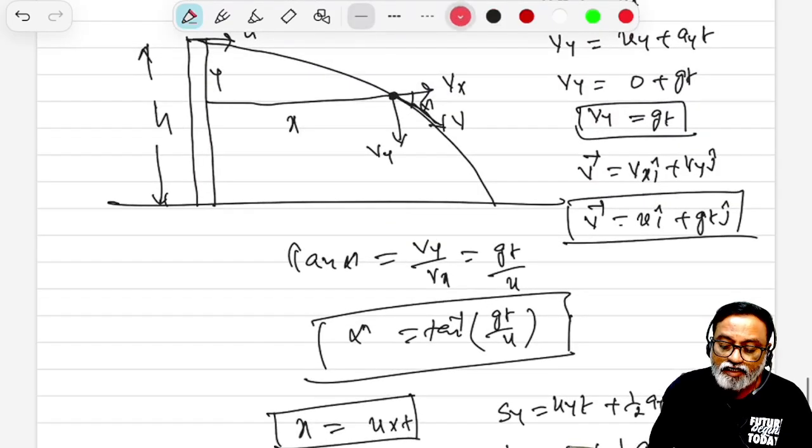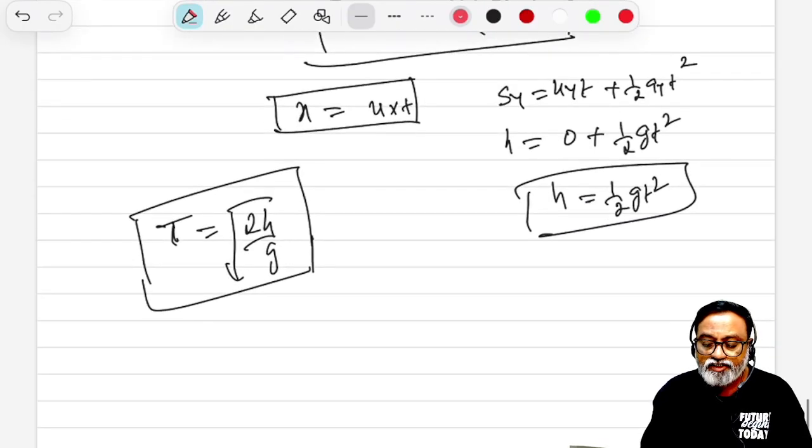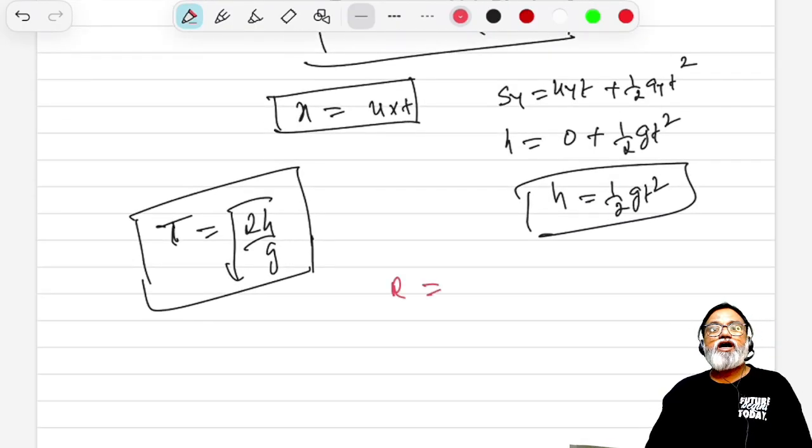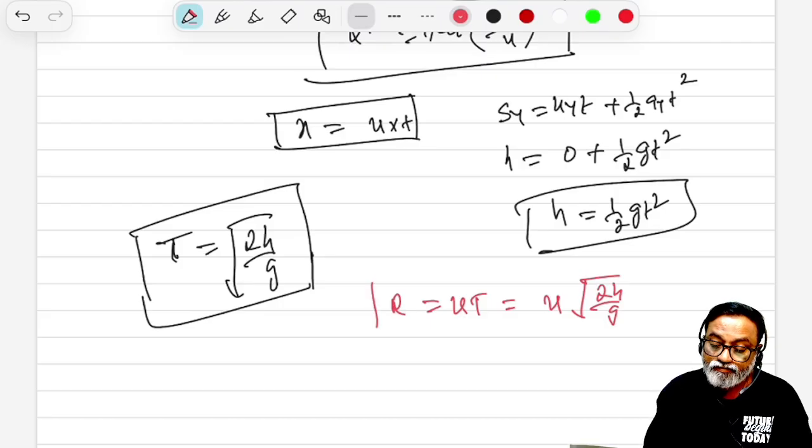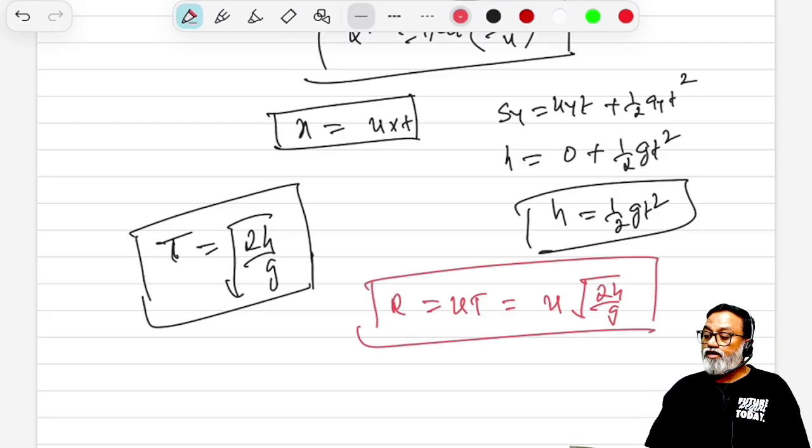See, this horizontal distance we consider as the range. Therefore, horizontal distance means horizontal displacement, that is horizontal velocity into time of flight, which is equal to u into square root of 2h by g. This is the formula for range.